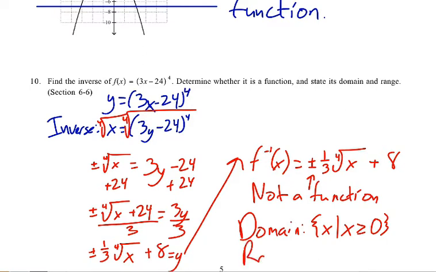For your range, since this has both a plus and a minus, that means we're going to get an output going up and we're going to have an output going down. So it's going to go up forever and down forever, so it's going to be y as an element of the real numbers. All real numbers.